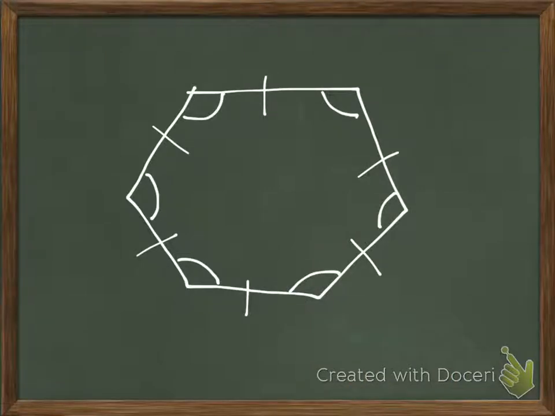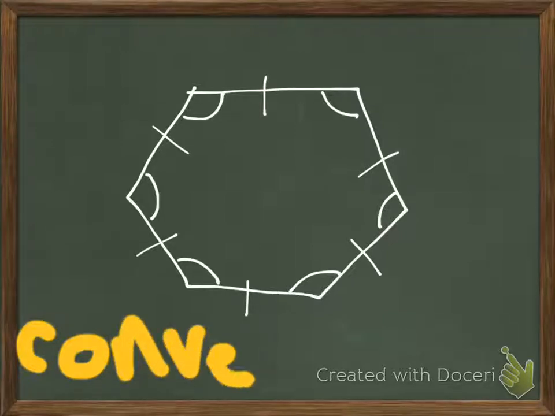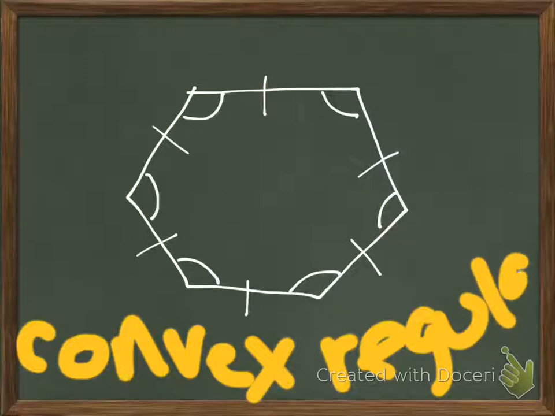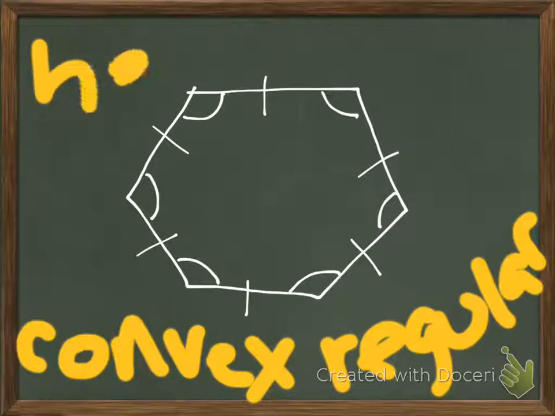Next one, notice again you have all the sides are labeled the same and all of the angles are labeled the same, so that makes it regular. It's convex, however, because none of the sides cave in. So it's convex and regular. We just need to count how many sides there are. 1, 2, 3, 4, 5, 6. So that's going to be a hexagon.